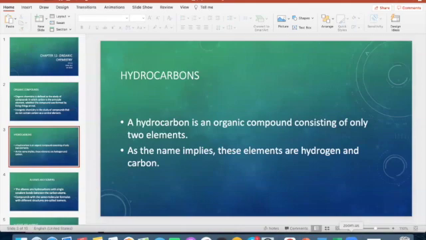Hydrocarbons. So a hydrocarbon is an organic compound consisting of only two elements. All right. So hydrogen and carbon. So a hydrocarbon is hydrogen elements as well as carbon elements.